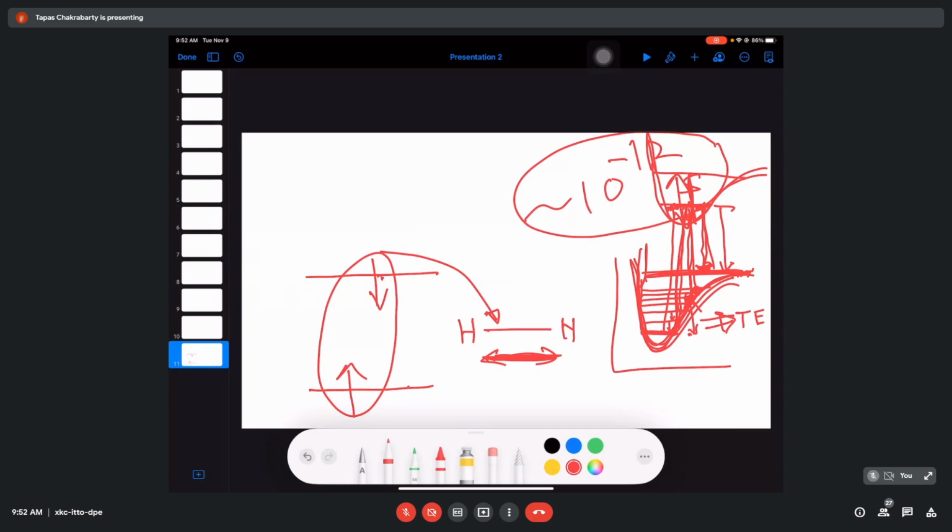I'm trying to explain to you the mechanism of this energy dissipation process by three major means. One is the fluorescence process, another is the non-radiative process, and another is the chemical bond breaking process, because the energy that you have supplied is significant enough to break a chemical bond.